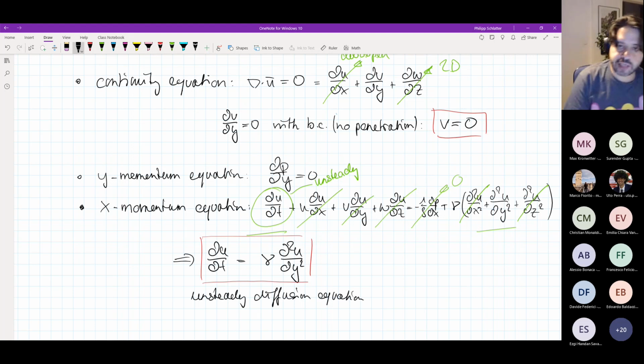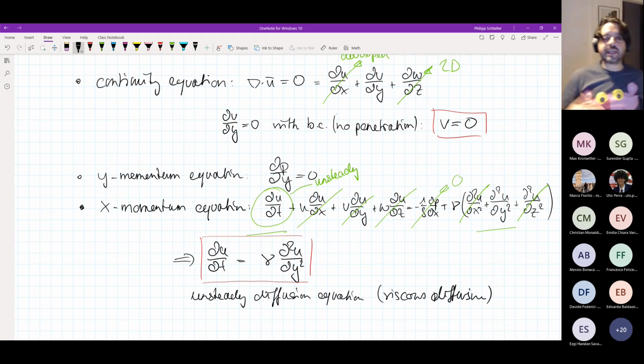Unsteady because there's a time derivative, and diffusion equation because we have nu times the second derivative of u with respect to y, which is a typical diffusive term. So it's an unsteady diffusion equation, and the diffusion here is clearly viscous diffusion. And this corresponds exactly to what we said before, our physical intuition. It says that the change of the velocity from the walls will need to diffuse into the domain on a diffusive timescale with a diffusive mechanism. And that's exactly what comes in.